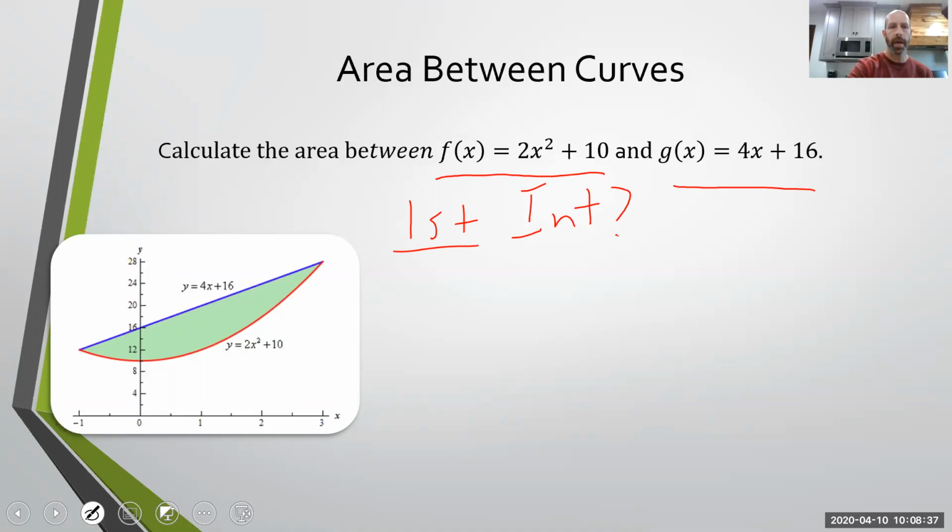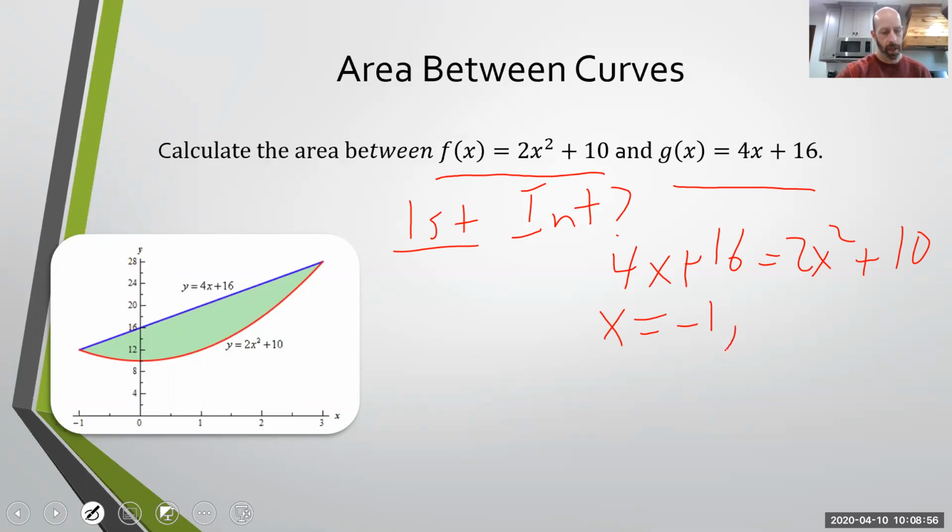Now, how you would do that is you would simply solve the equation 4x plus 16 equals 2x squared plus 10. And it turns out when you solve this equation that you'll get two answers. One of those answers is x equals -1. The other answer turns out to be x equals 3. I'm not going to go through the algebra. So this x value here is -1. This x value here is 3.